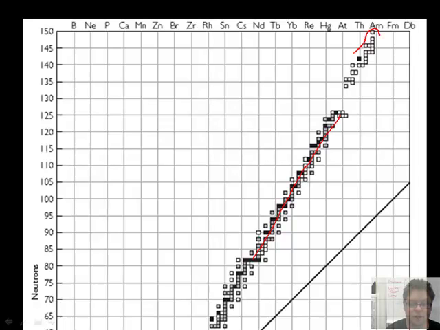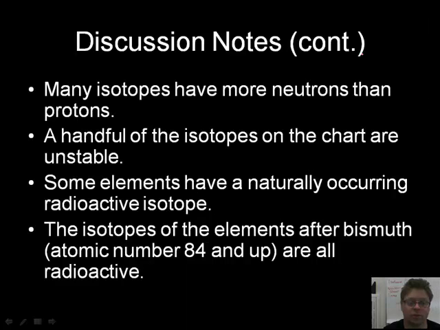And then we've got this section here, which is called the island of stability. This island was first supposed, there's a gap here actually, and then these elements here, these are some of the ones that are almost all, except that one, almost all created by humans.